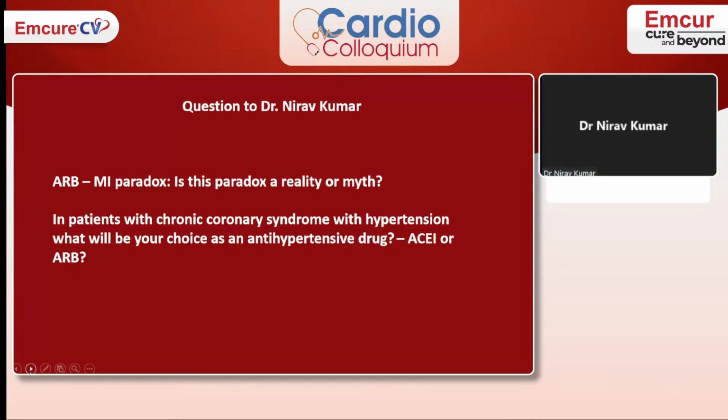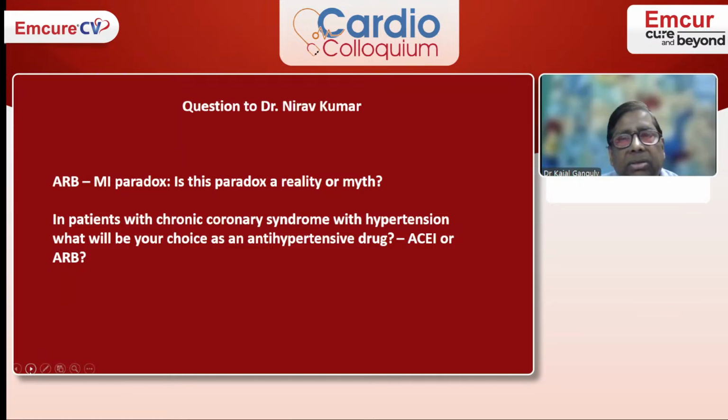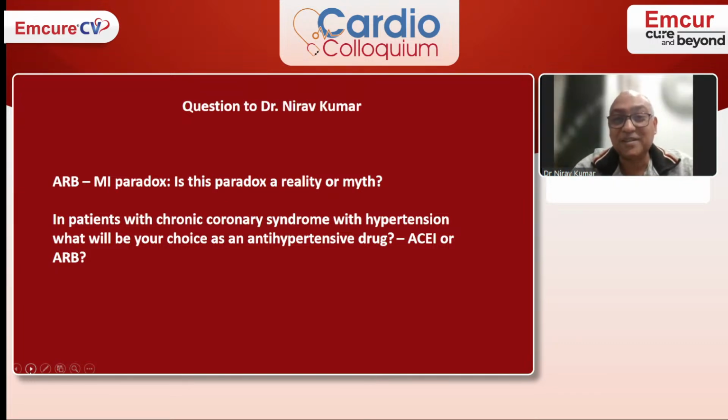So, a question to Dr. Nirav Kumar. The ARB-MI paradox, is this paradox a reality or a myth? I think this is a more or less controversial topic, whether it increases the incidence of MI. In the ONTARGET trial, they compared the ACE inhibitor and ARB. There was no increase in MI incidence, but definitely theoretically it looks like the ACE inhibitor is better. And most probably there is some evidence also. That's why in the guideline the first drug is the ACE inhibitor, and if the patient is intolerant of the ACE inhibitor, then ARB. What is your opinion, sir, Doctor?